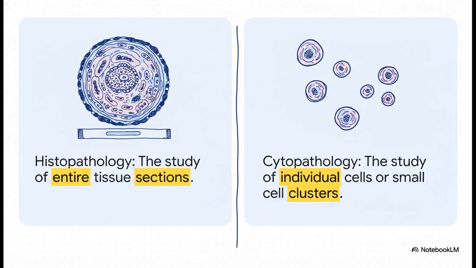Now, right away, it's super important to understand the 2 main branches you'll be studying. We have histopathology, which looks at the big picture, how cells are organized into tissues. Then you have cytopathology, which zooms way in to look at individual cells or small groups of them. Both are critical for a full picture.